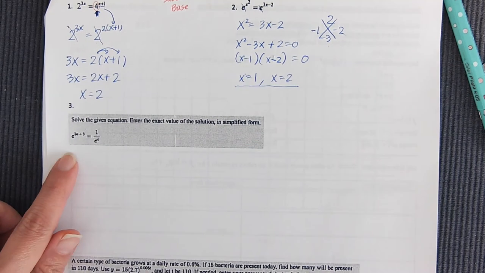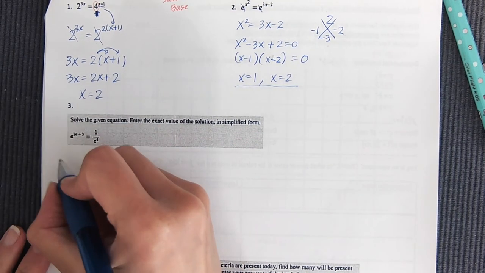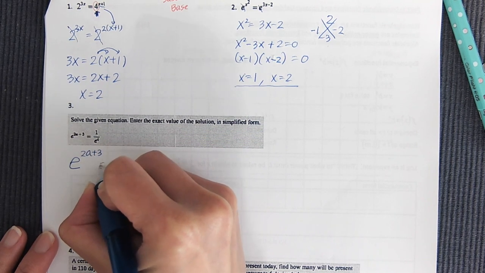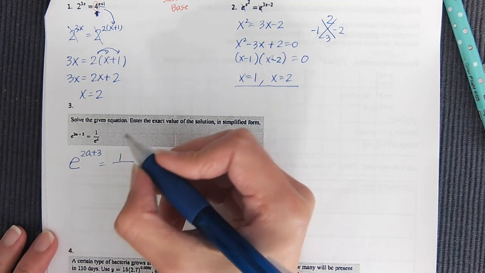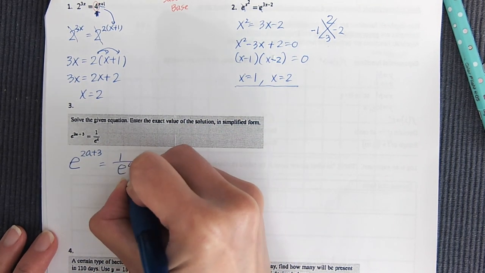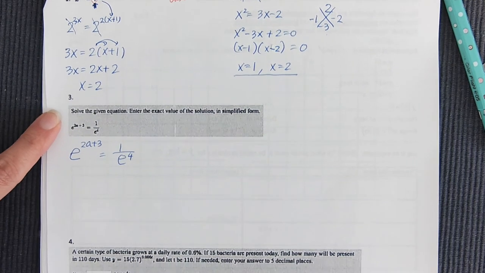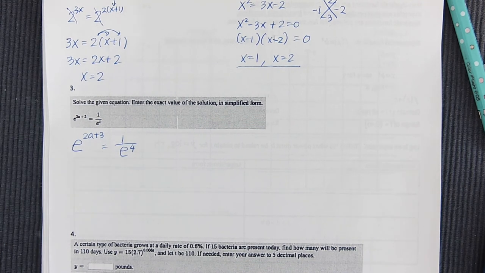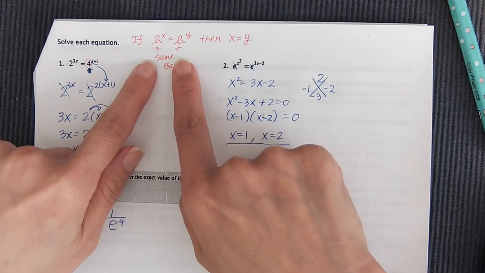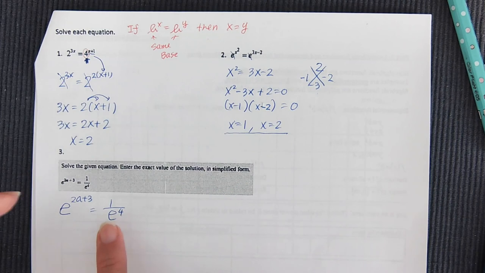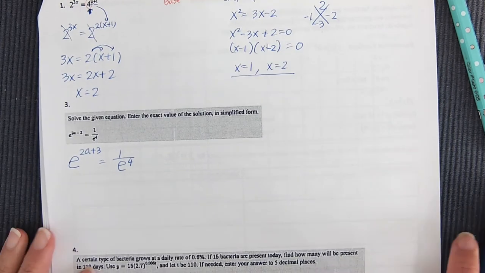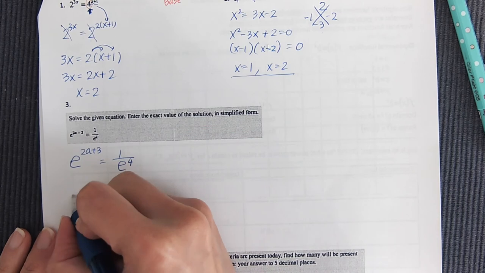Can you see? Let me rewrite this one: e to the power 2a plus 3 equals 1 over e to the power 4. That's your homework question. I want to get it done so you can do the homework. Can you make the same base? Left side, right side has to be the same. E is e, there's nothing I can do.